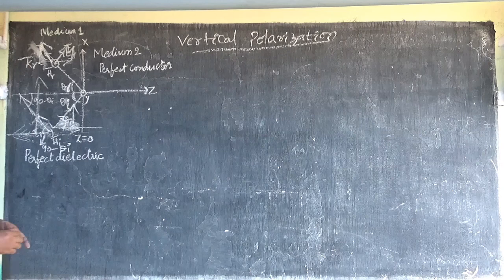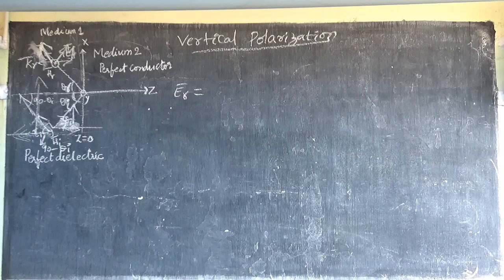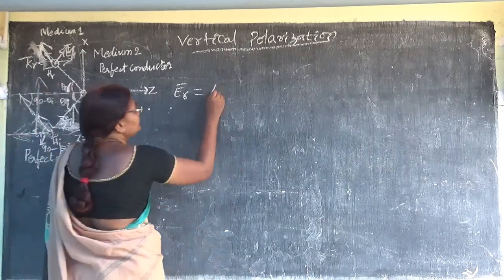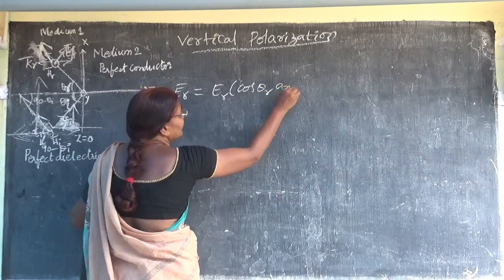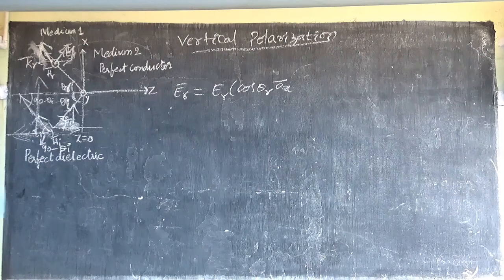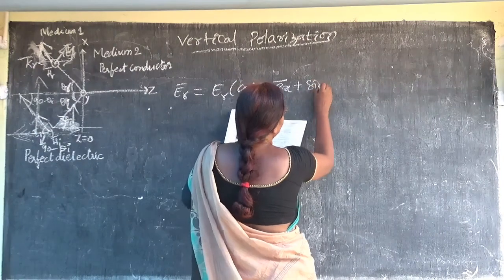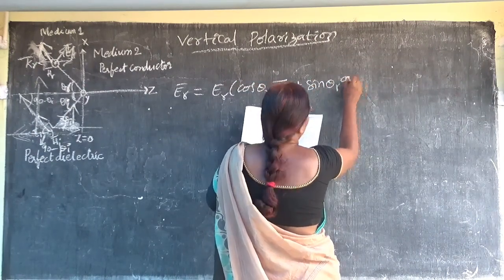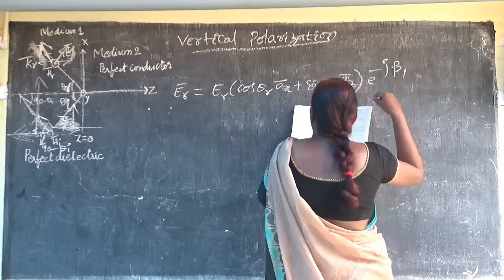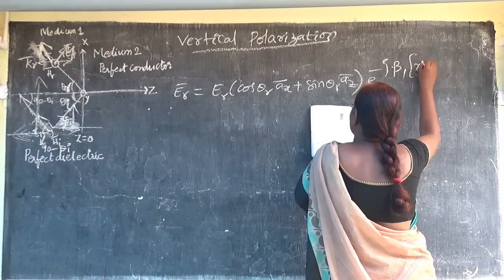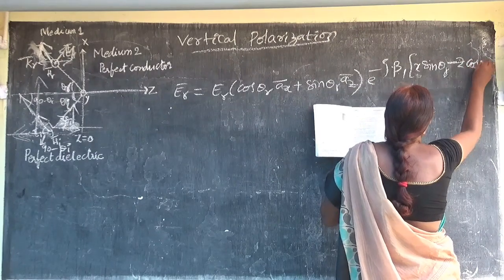So what is my ER bar? ER bar is equal to ER cos theta AX bar plus sin theta AZ bar into e to the power of minus j beta 1 and x sin theta r minus z cos theta r.